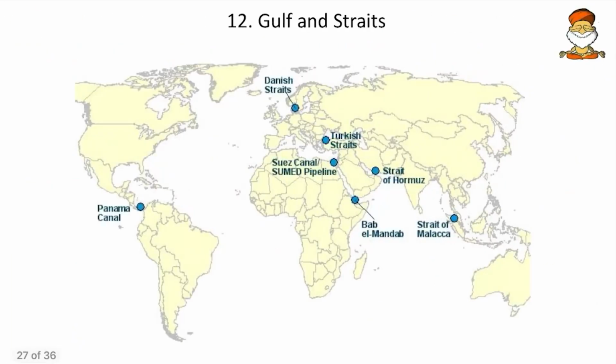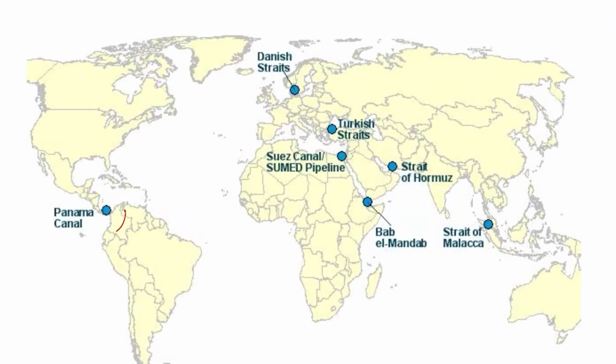So here we have the important gulfs and straits. Some of the straits like Panama Canal, and then the Danish Strait. Here we can see the opening between Scandinavia and the outer sea, and here we have Turkey, between the Black Sea and Mediterranean Sea. Here we have the Strait of Gibraltar, between the Mediterranean Sea and the Atlantic Ocean. Here we have the Bab al Mandab, and here we have the Strait of Hormuz. So don't confuse these two. And then here we have the Strait of Malacca.